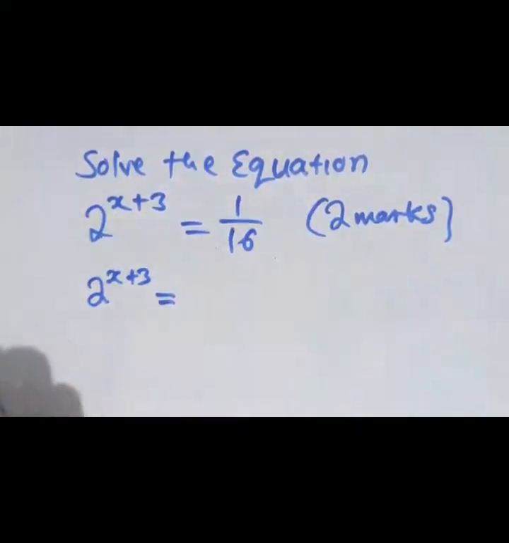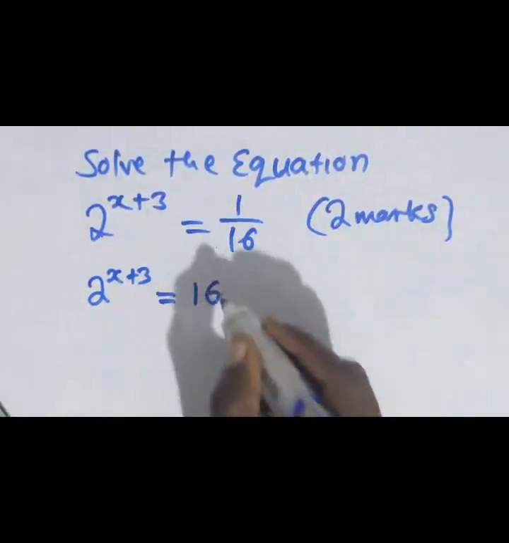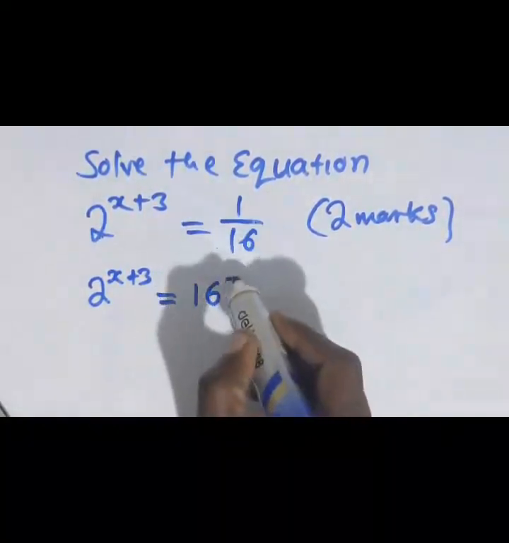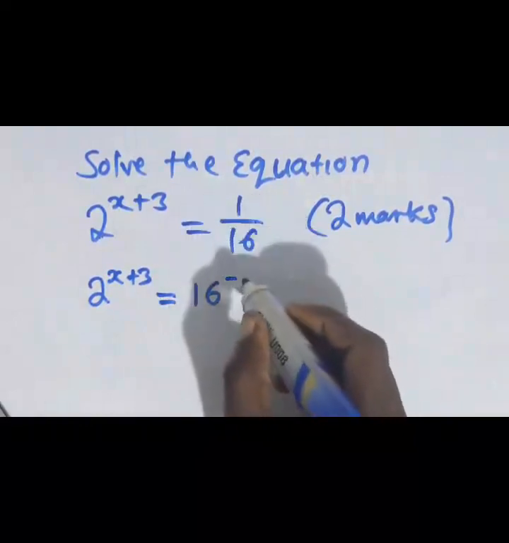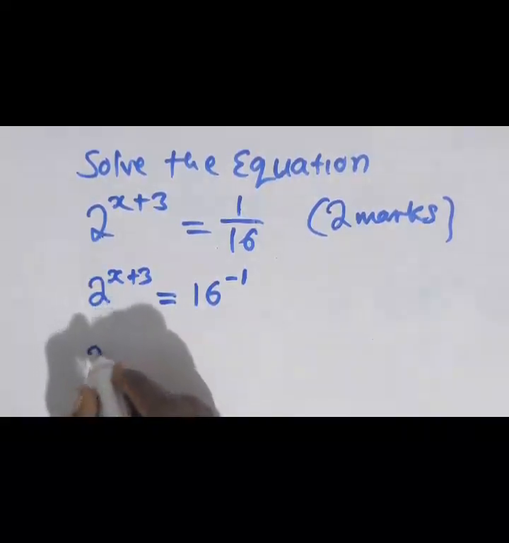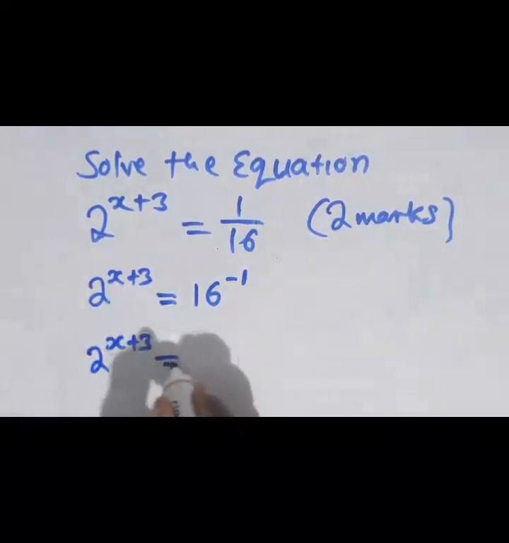So this is what we are going to do. This is going to be 16, then this changes to a negative, then this is a 1, like that. Are we together on this one? Then you go on and say 2 to the power x plus 3 is equal to.